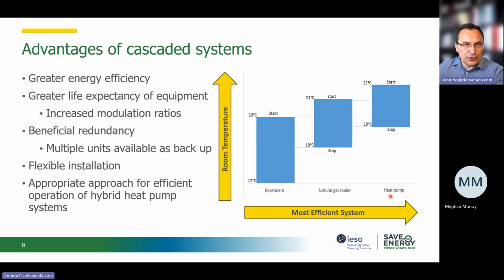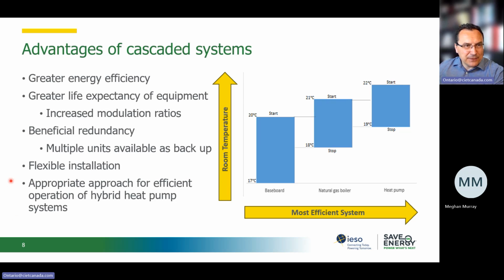So let's say for temperatures where we can operate a heat pump more efficiently, that's going to be the primary one. As the temperatures drop, we start the natural gas boiler next, and then finally we can have the baseboard heaters to provide supplemental heat.